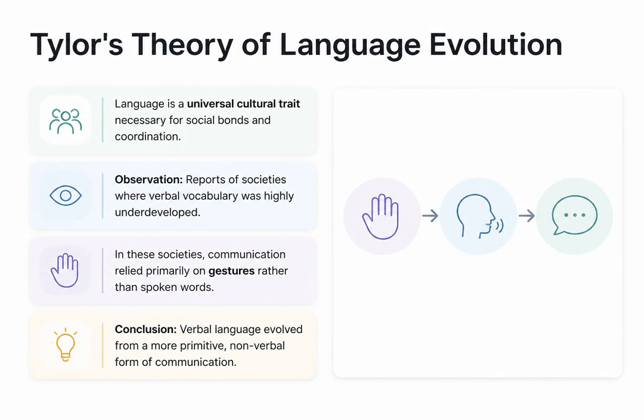Moving from religion, Tylor also devoted significant attention to the evolution of language. He started with the premise that language is a universal cultural trait, absolutely necessary for holding a society together. However, he noted reports from travelers describing societies with highly underdeveloped verbal vocabularies, where people relied primarily on gestures to communicate. This suggested to Tylor that gesture-based communication was historically prior to verbal language, meaning language too evolved from a primitive form to a sophisticated one.